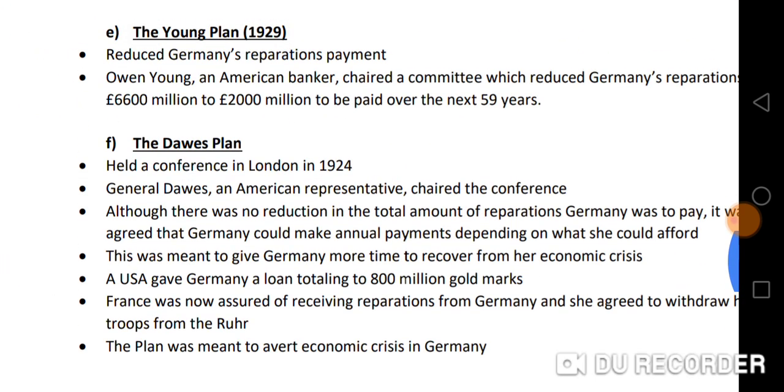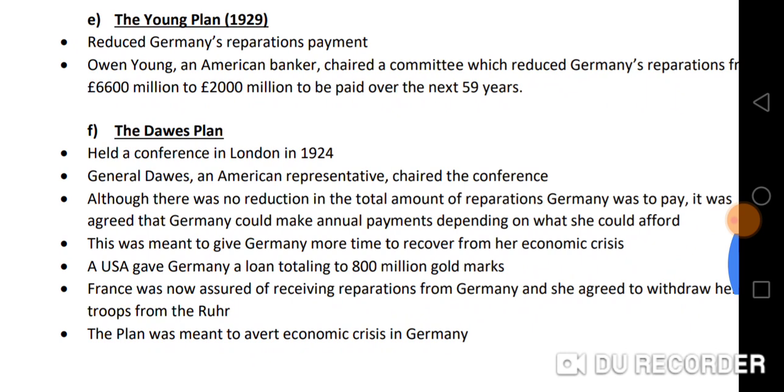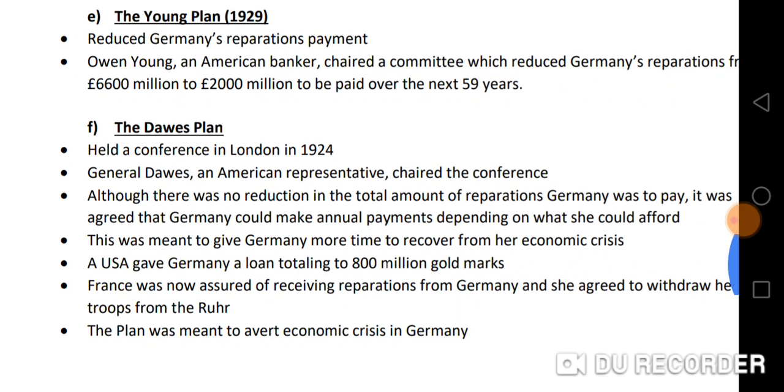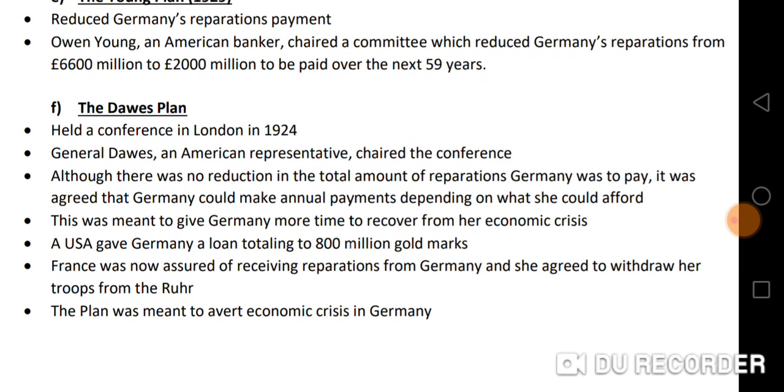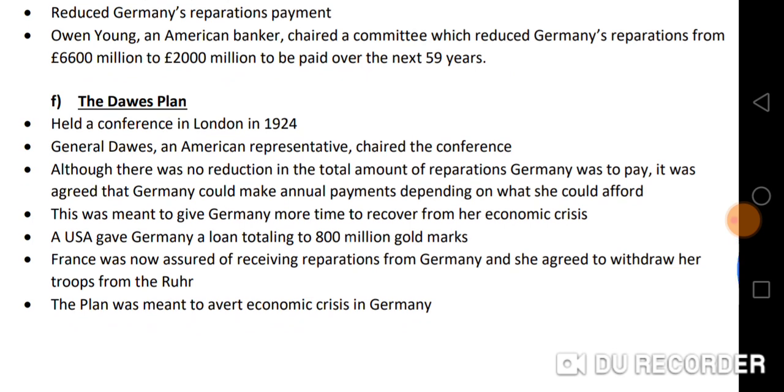And then finally, we look at the Dawes Plan. So a conference was held in London in 1924, and General Dawes, who was an American representative, chaired the conference. Although there was no reduction in the total amount of reparations Germany was to pay, it was agreed that Germany could make annual payments depending on what she could afford. So this was meant to give Germany more time to recover from her economic crisis.